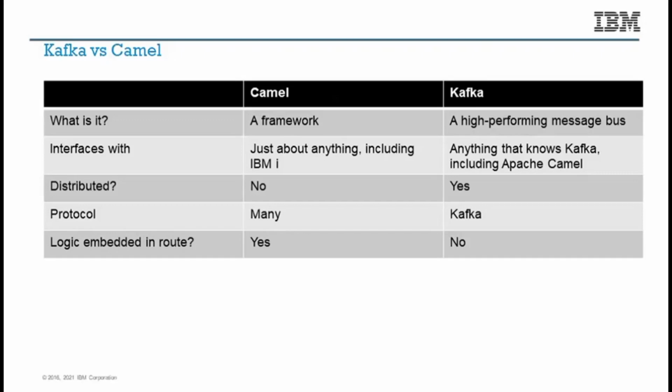So Camel is really more of an integration framework, as we've been talking, where Kafka is this high-performing distributed message bus. The key thing here is that Kafka interfaces with anything that knows Kafka, where Camel interfaces with, barely an exaggeration, anything. But Camel has all this other stuff for doing these integration activities, these enterprise integration patterns, the ability to inject logic and things like that into your route that Kafka doesn't have.